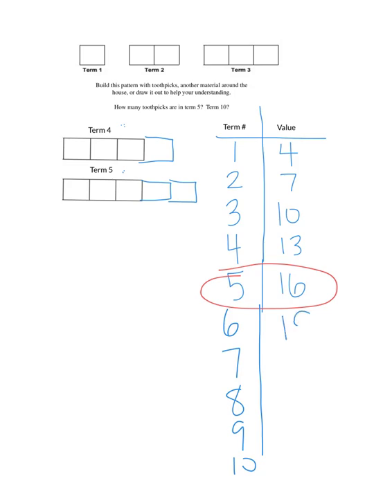So for 6, it must be 19. For 7, it's going to be 22. For 8, it's going to be 25, 9, 28. And for 10, it's going to be 31 toothpicks. Bear with my penmanship as I'm writing on a stylus to record this on my iPad. And there we have it.